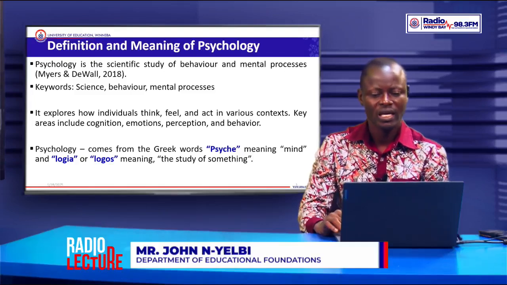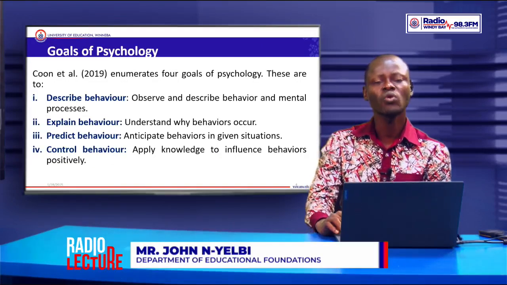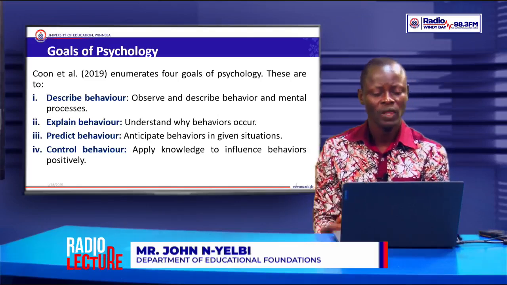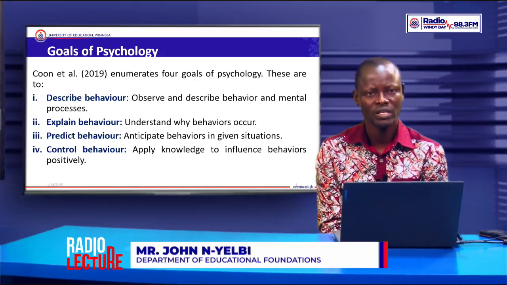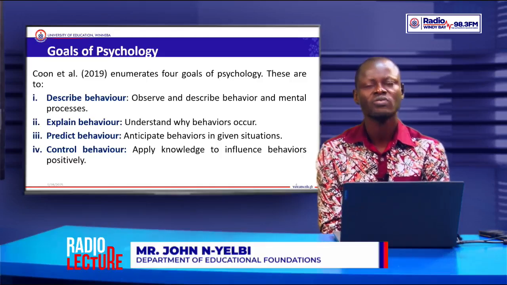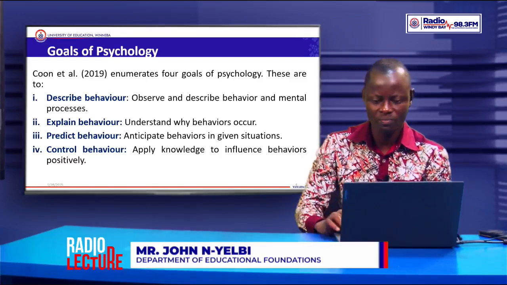So when we put the words together, psychology is a scientific study of mental processes. And when we understand it this way, there are some key goals that govern the course psychology. The goals are to describe behavior, explain behavior, predict behavior, and control behavior.